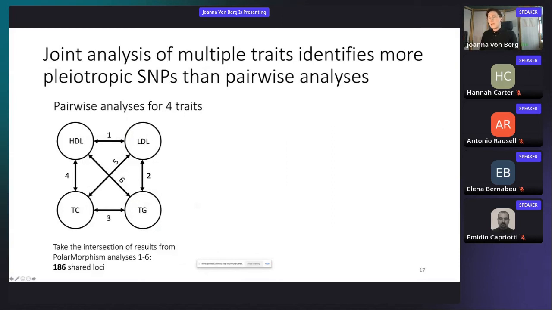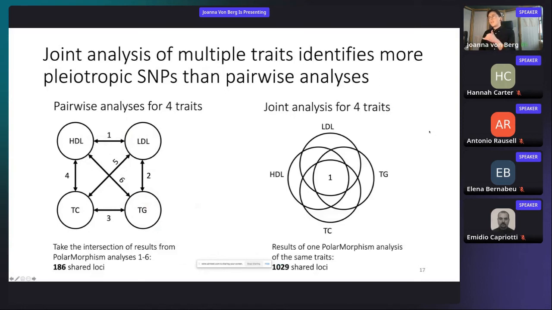And then we took the intersect of each polymorphism analysis, because that gives us the SNPs that are shared with all trait combinations. And we compared this to the joint analysis. So this is what I explained in the slide before. And if we do this, we only have to do 1 analysis, and we find many more shared loci. So as you can see, I'm talking about loci here and not SNPs. We clumped the results to make sure that it's really independent genetic loci.